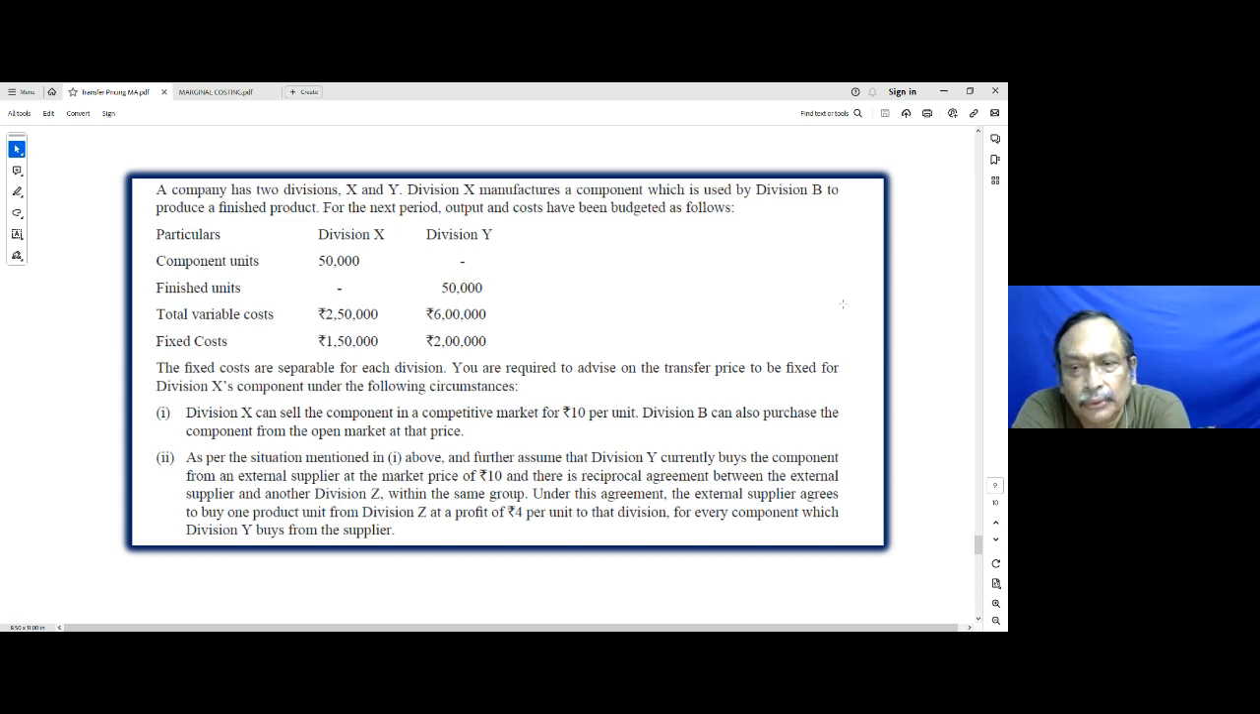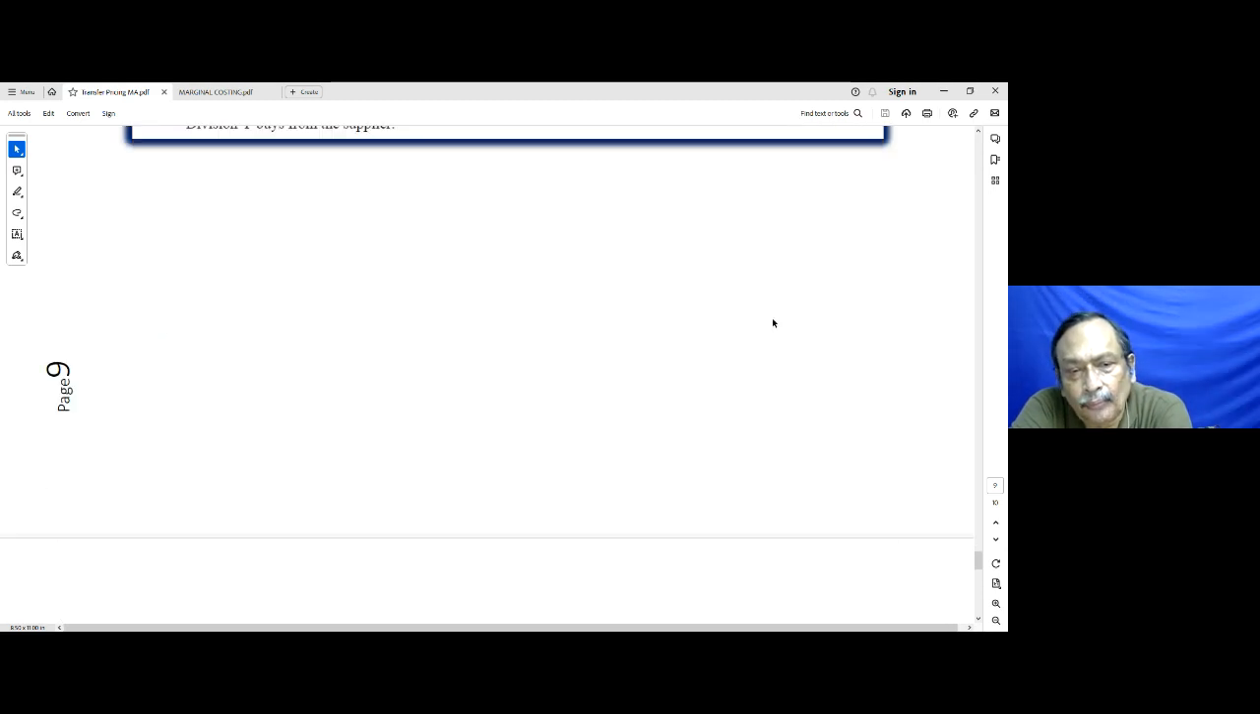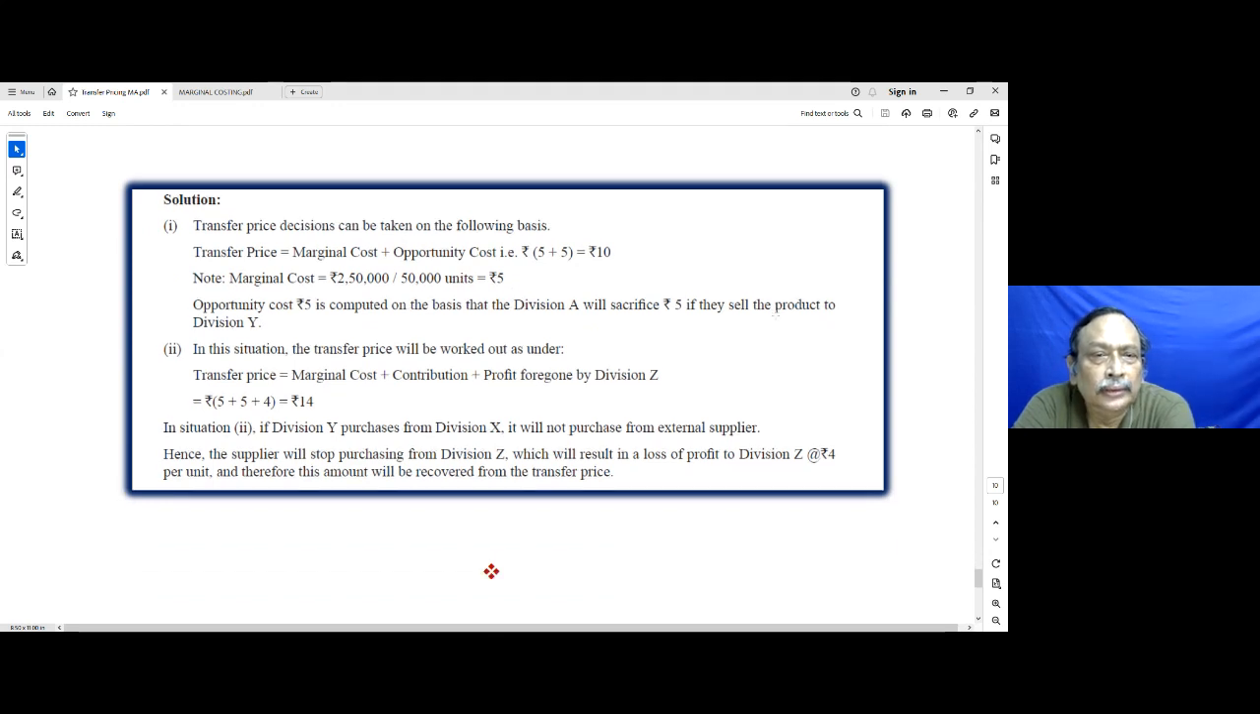On the other hand, division Y can also purchase the component from the external market, that is also called open market, at rupees 10 per unit. Now let us proceed. Now, definitely the concept is transfer price decision can be taken on the following basis. Transfer price, that is additional outlay cost in the form of marginal cost plus opportunity cost.